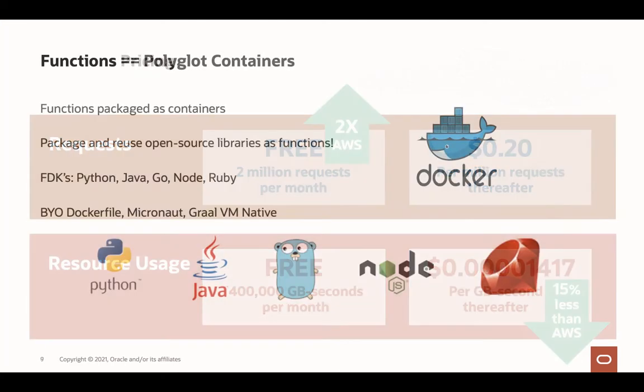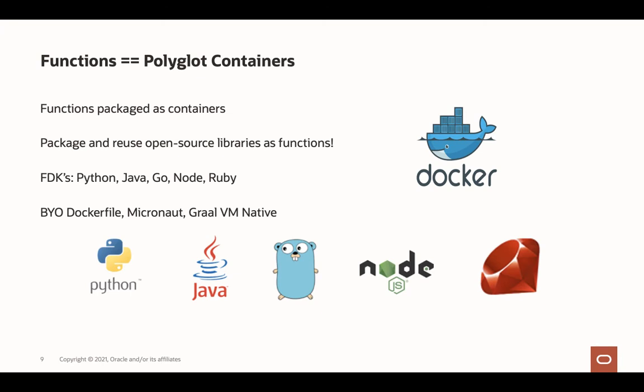So moving on to the languages that we support, we have rich support for Python, Java, Go, Node, and Ruby. In addition to that, we let you customize the Docker file. We let you bring your own Docker file. You can also use Micronaut serverless framework. You can also use Graal native images to reduce the size of the image and the memory for your functions.